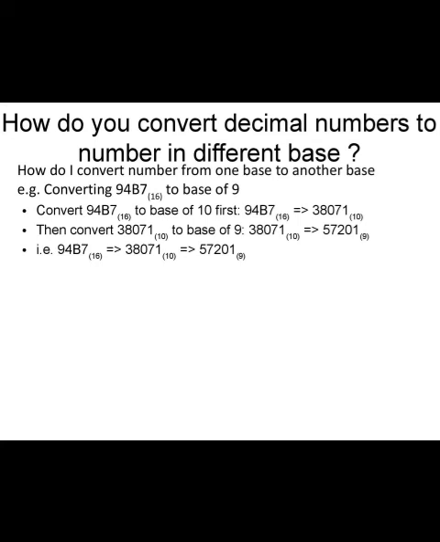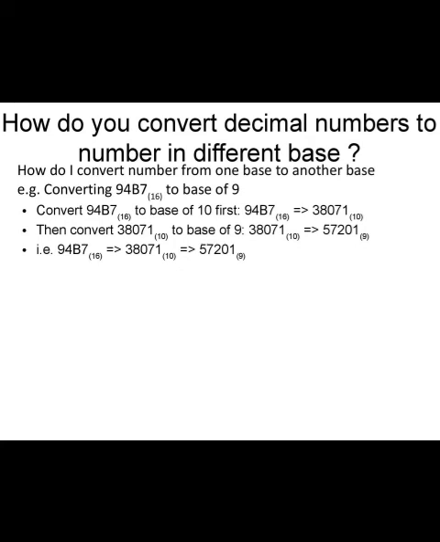So how do you convert a number from one base to another base? In this example, I'm trying to convert a number in the base of 16 to the base of 9. And we have a hexadecimal number 94B7 in the base of 16. So this conversion involves a two-step procedure. I have to first convert the number from the base of 16 to base of 10, and then convert that number in the base of 10 to the base of 9.